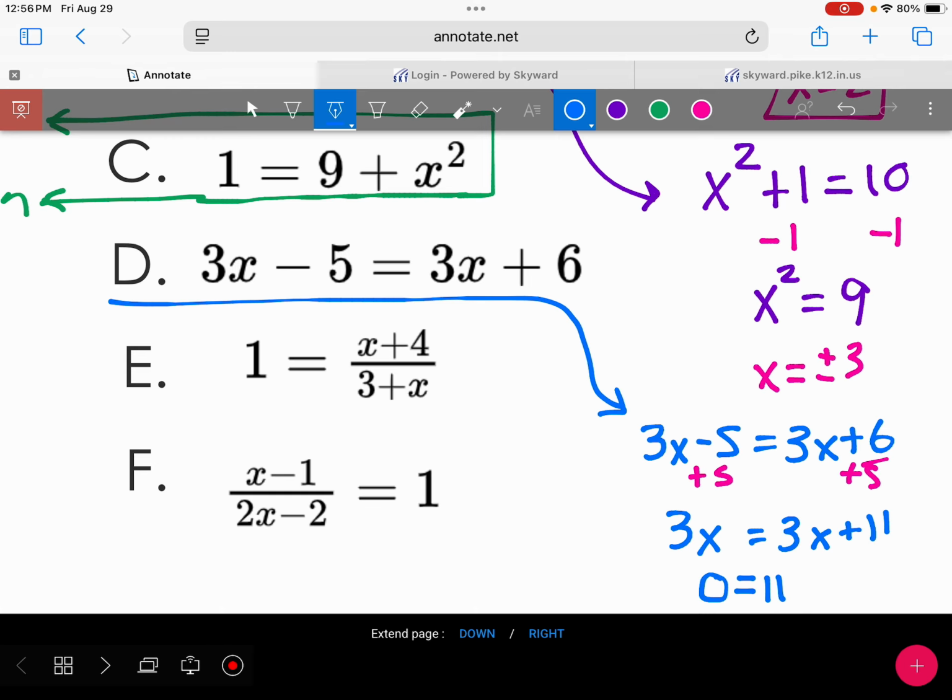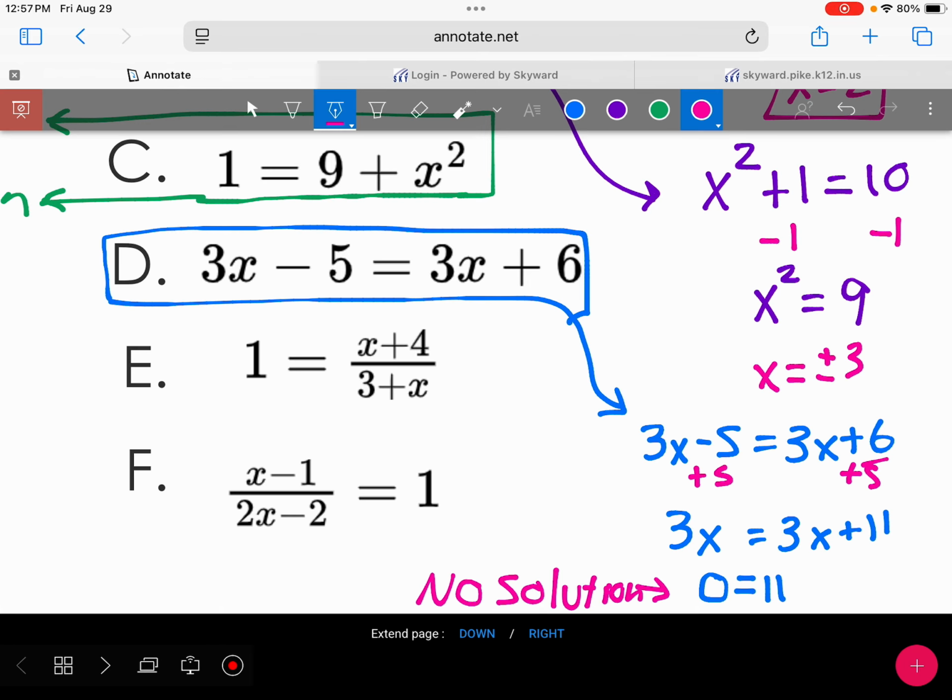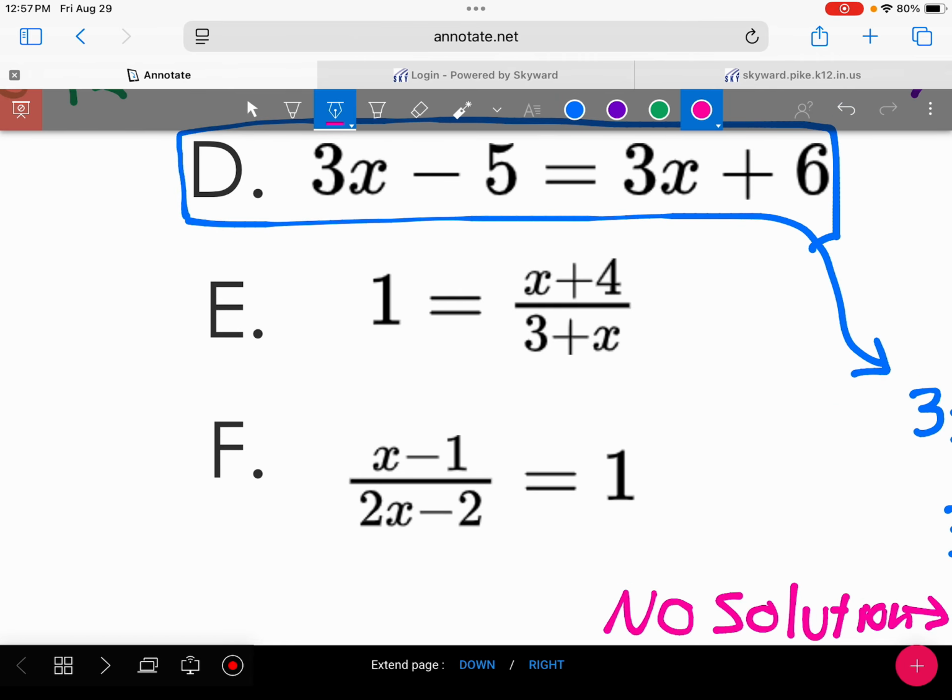If I subtracted 3x from each side right at the beginning, I'd get -5 equals 6, which is not true. So this is another time when we're going to have no solution. This is false. So we can absolutely start trying to solve stuff to see if it's working or not. Sometimes we can look at the shape of stuff and try and figure it out.